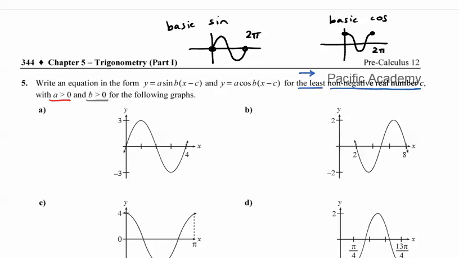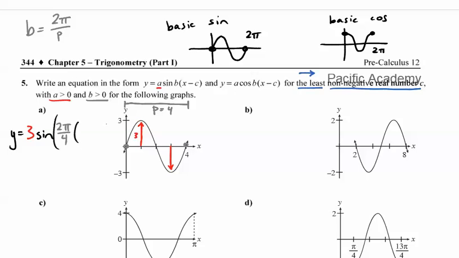So first of all, in order to find the value for a, I need to know the amplitude. The amplitude is how far above and below the middle line the graph goes. So that, in this case, is 3. To find the b value, I know that b is 2 pi over p. So the period is just the distance from the beginning to the end of one wave, which in this case is 4. So the b value is 2 pi over 4.